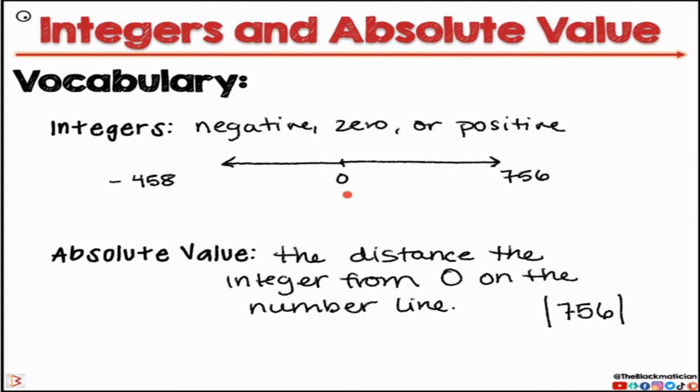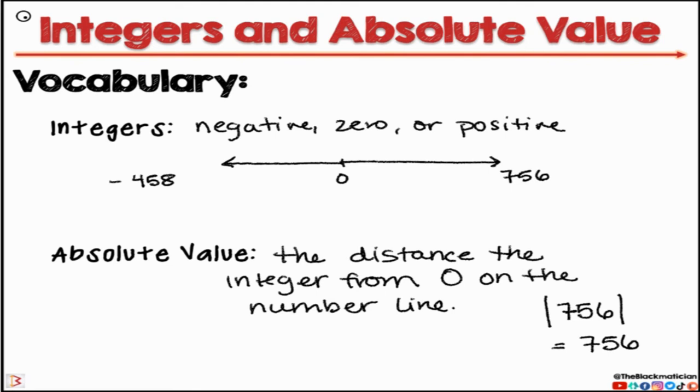And it's always a positive number because distance can never be negative. You can't say that you went negative 12 spaces or negative 13 miles. You would just say you went 13 miles. So the absolute value is always going to be a positive number. In this case, the absolute value is going to be 756.